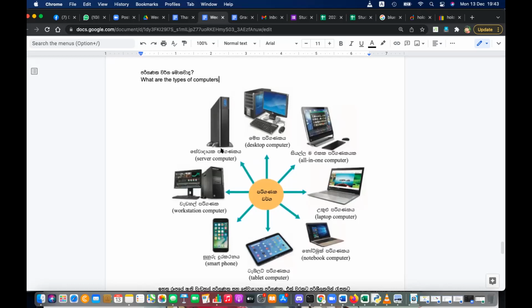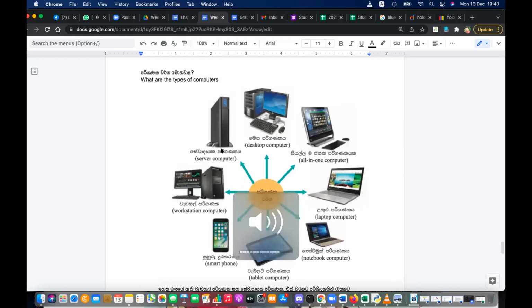Workstations and server computers. Have you used that anymore? So I haven't. Workstation server computers, I think everyone has used. Well, of course, you use it, but unknowingly.